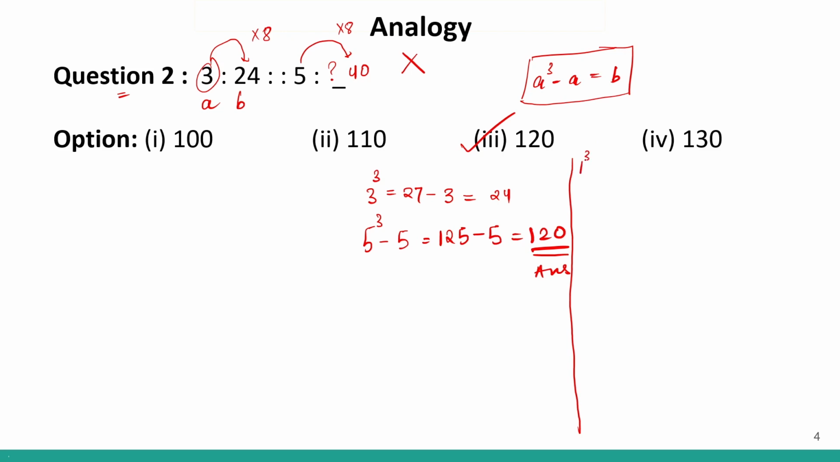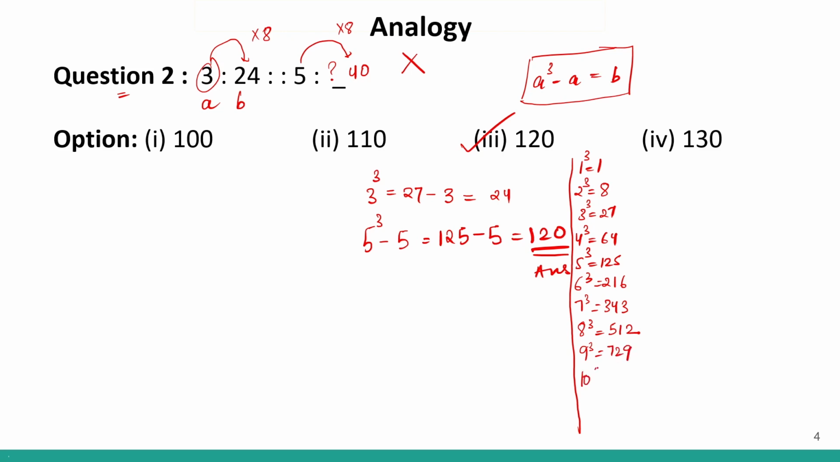What is 1 cube? 1. 2 cube? 8. 3 cube? 27. 4 cube? 64. 5 cube? 125. Then we have 6 cube. 6 cube is 216. 7 cube is 343. 8 cube is 512.